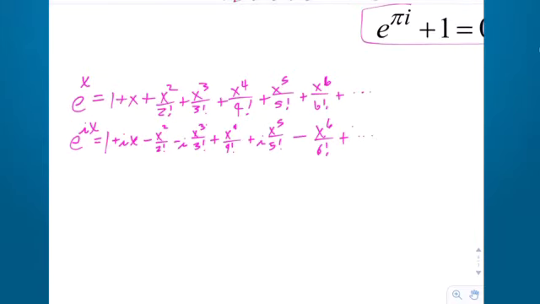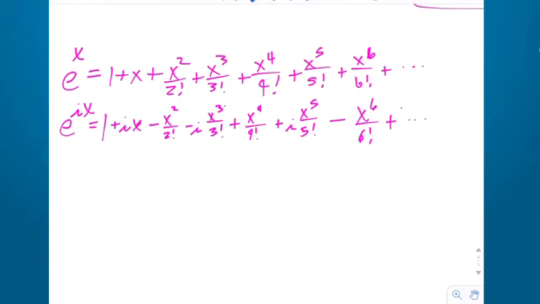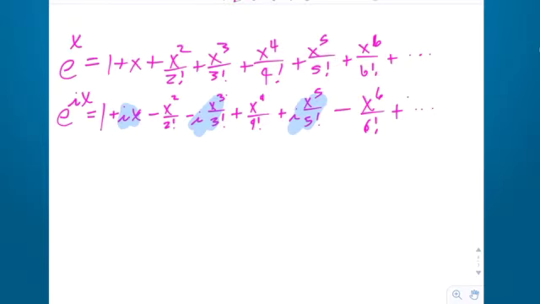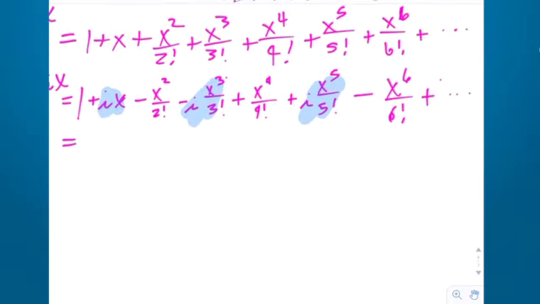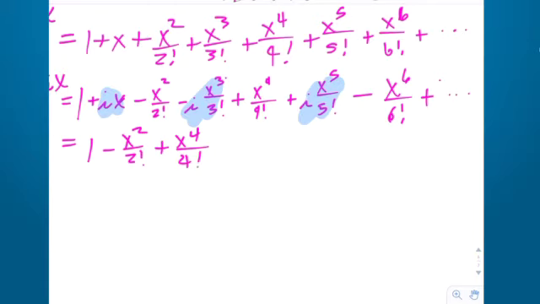So here's what I'm going to do now. It seems like I have some terms that have i in them and some terms that do not have i in them. Let's go ahead and group the i terms and the non-i terms together. The non-highlighted ones, I'll write those first. It's 1 minus x squared over 2 factorial plus x to the 4th over 4 factorial minus x to the 6th over 6 factorial plus yada, yada, yada. There's infinitely more of those, right?